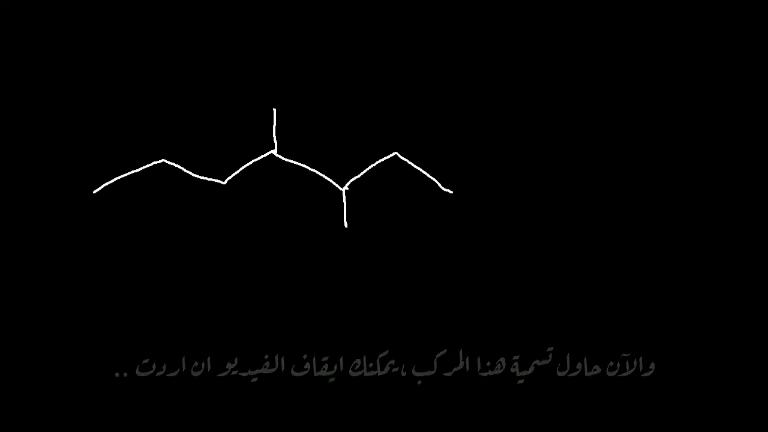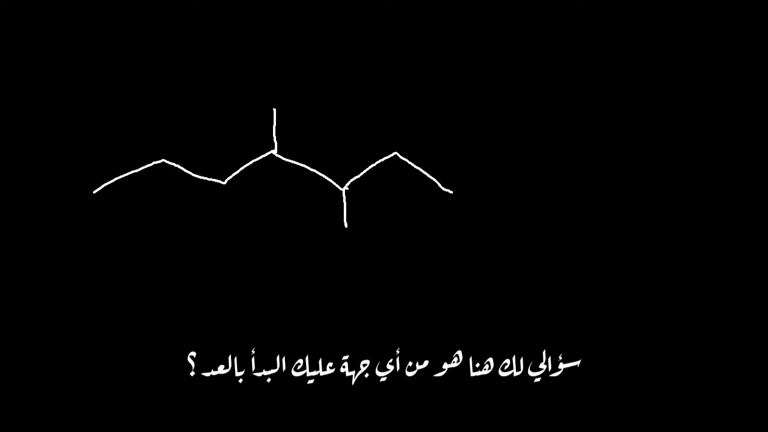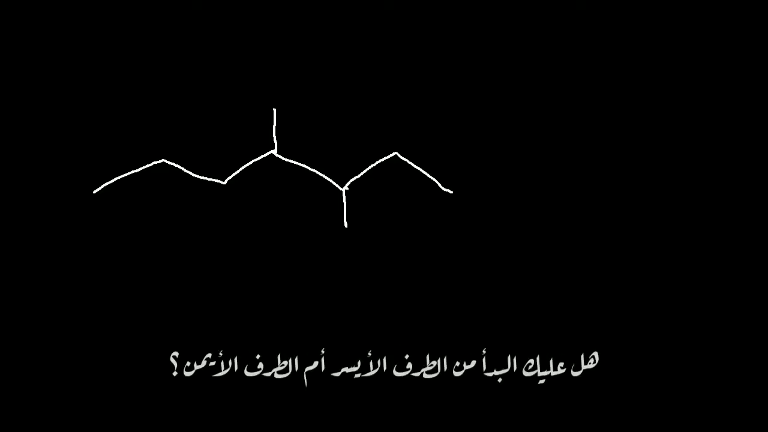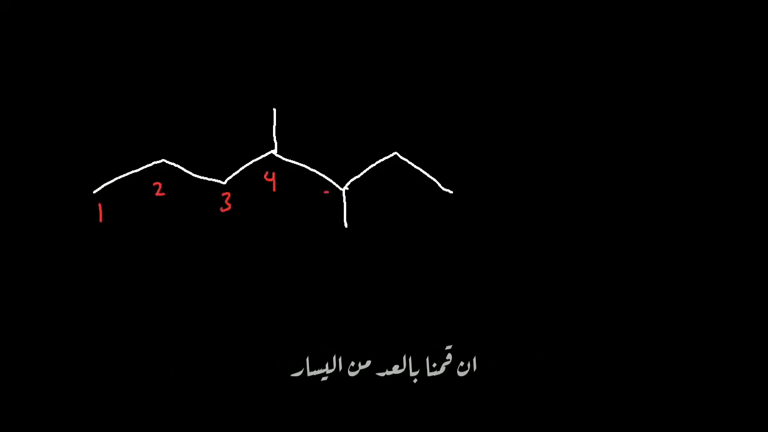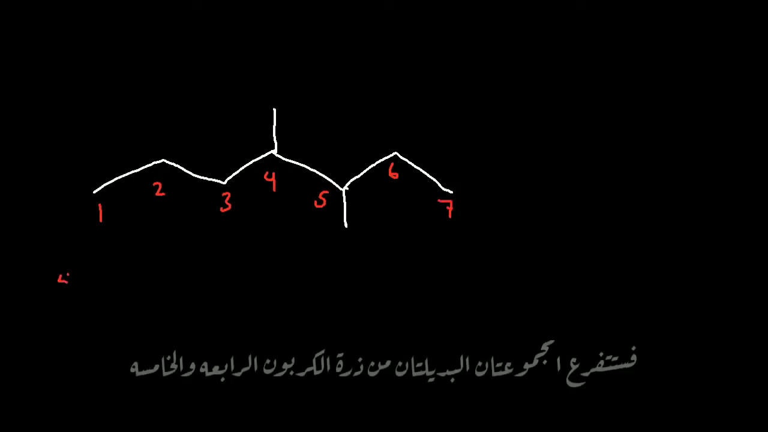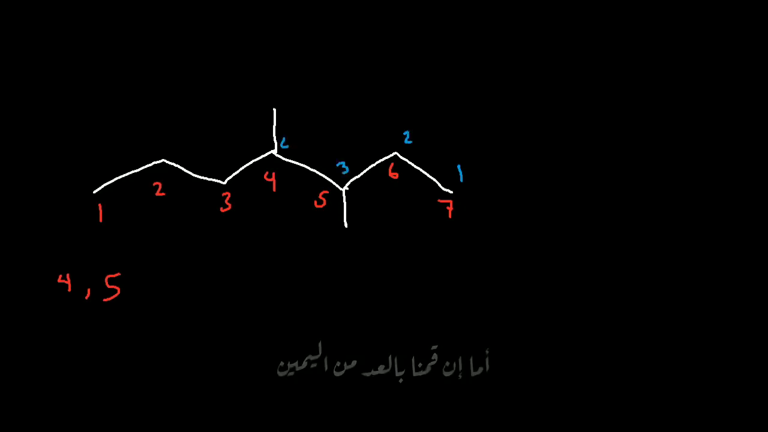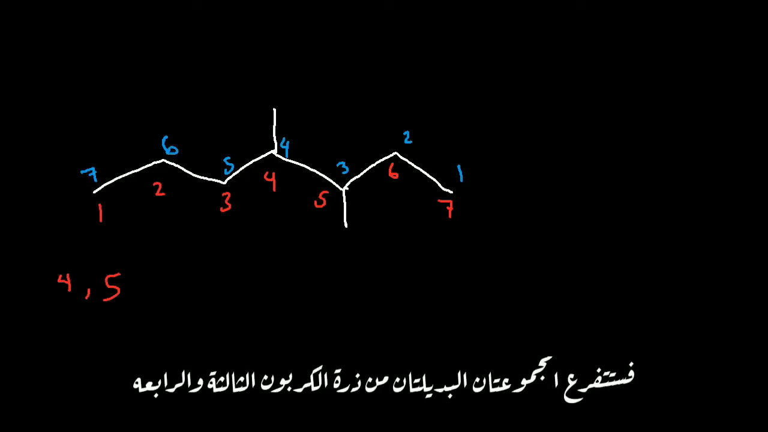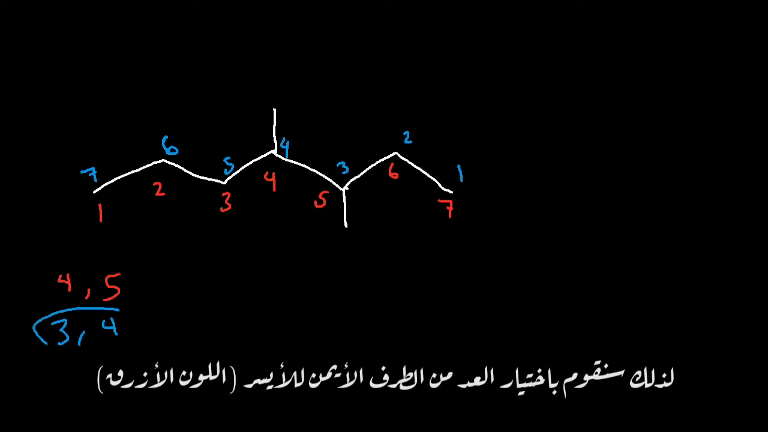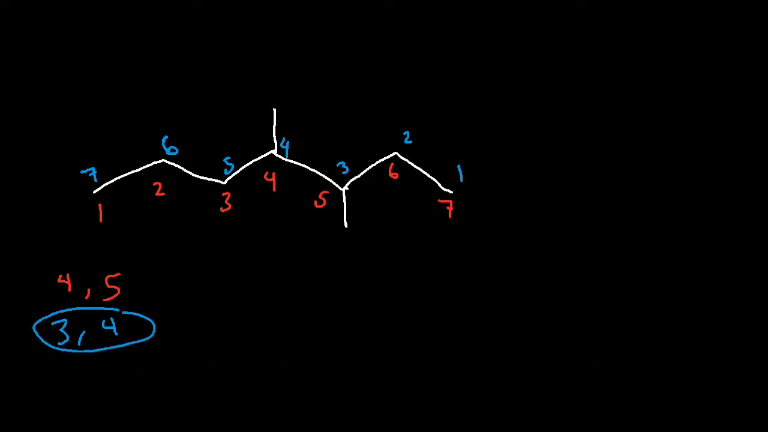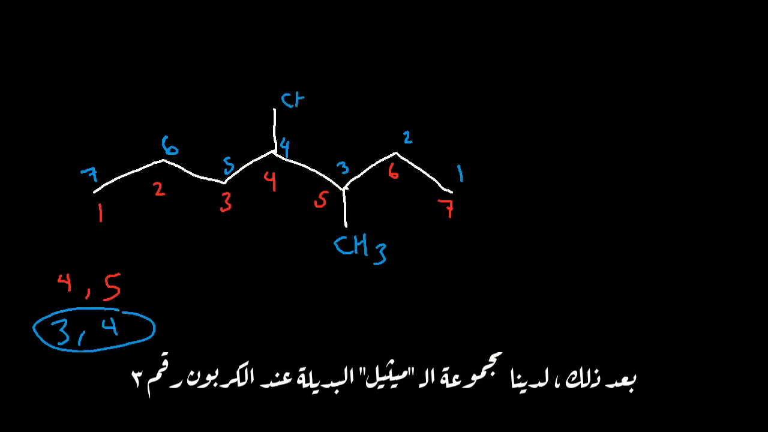Now here's a question for you. Which side should we begin counting? Should we start counting from the left or from the right? Well, let's try it both ways. If we count from the left, our substituents would be at 4 and 5. Now, if we count from the right, our 2 substituents will be 3 and 4. You want to count in a way where you get the lower number of substituents. So we need to count from right to left. We have a methyl at carbon 3 and a methyl at carbon 4.